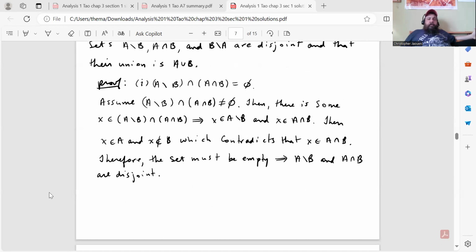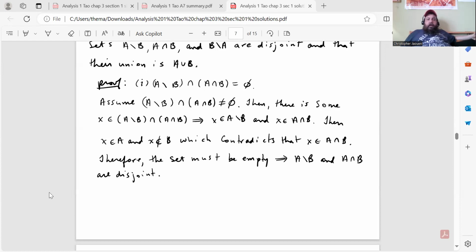So assume that (A minus B) intersect (A intersect B) is not empty. So again, this is proof by contradiction. Then there is some object x in the set (A minus B) intersect (A intersect B), which implies that x is an element of A minus B and x is an element of A intersect B. Then x is an element of A and x is not an element of B, because x is an element of A minus B, which contradicts that x is an element of A intersect B, right? Because if x is an element of A intersect B, it's also an element of B. But from the fact that x is an element of A minus B, it's also not in B. So that's a contradiction. Therefore, the set is empty.